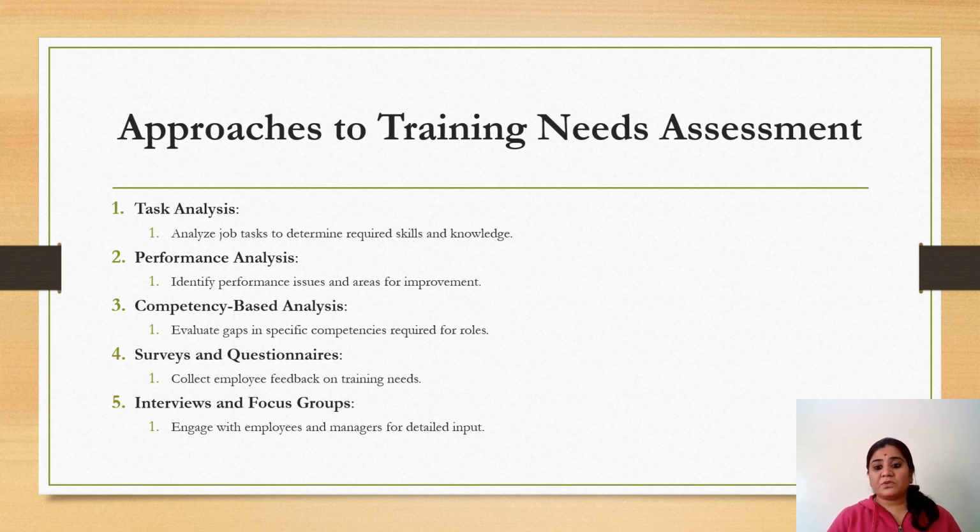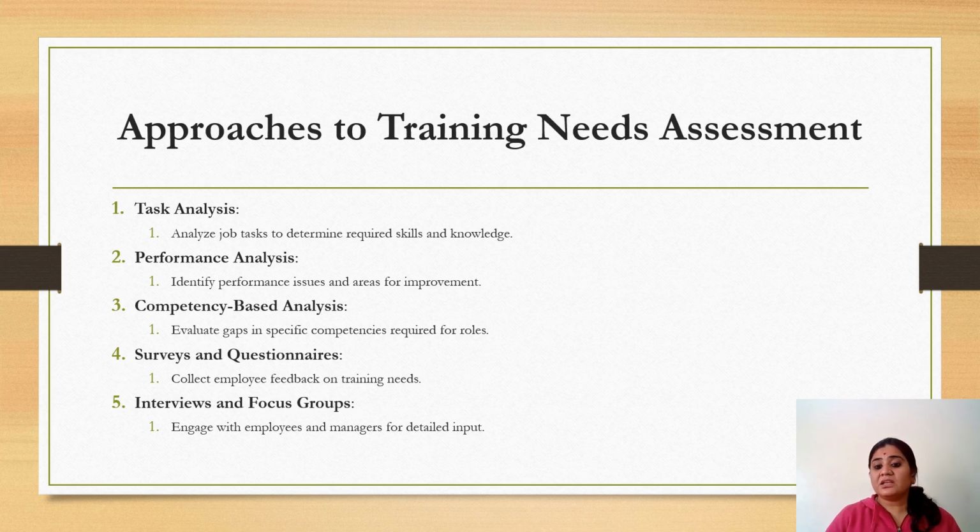Then there are various approaches to TNA. The first approach is task analysis. So task analysis is basically analyzing specific job tasks to determine what skills and knowledge are needed for optimal performance in those tasks. The second one is performance analysis, means identifying specific performance issues and areas that need improvement. This approach is often used when there is a clear decline in productivity or quality.